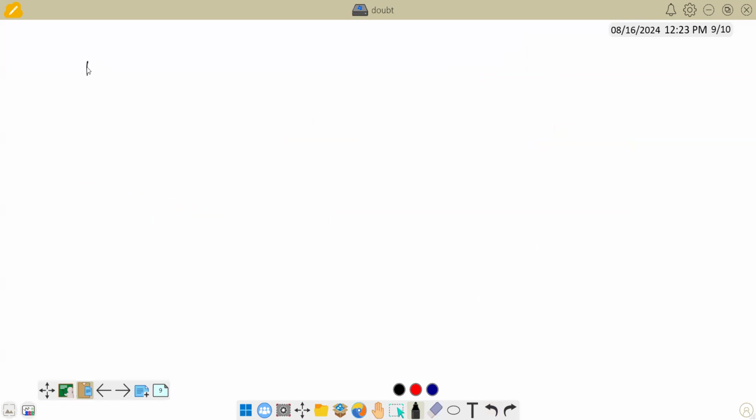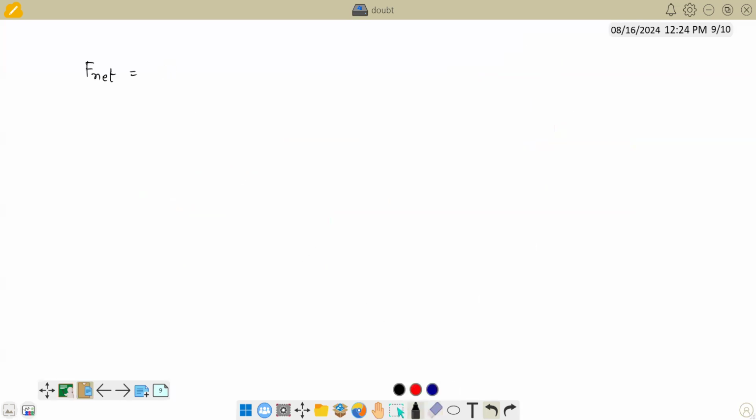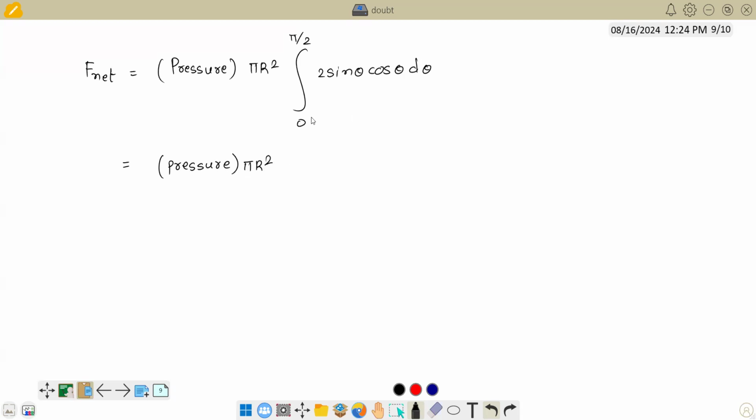So we will get net force equal to pressure into pi r square into integral 0 to pi by 2 of 2 sine theta cos theta d theta. I leave this integration to you. If you solve this, you will get this value as literally 1.